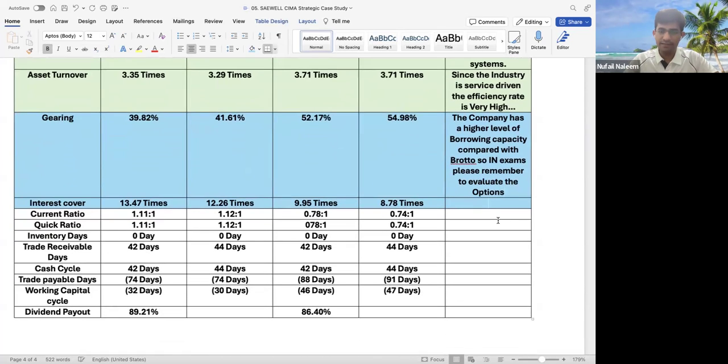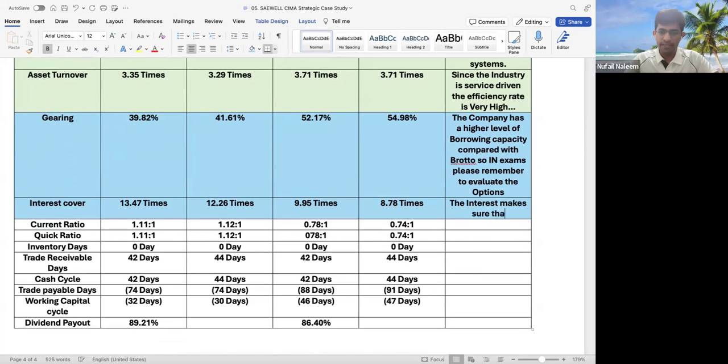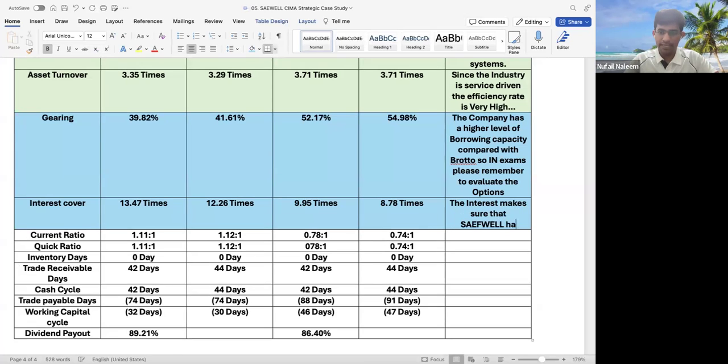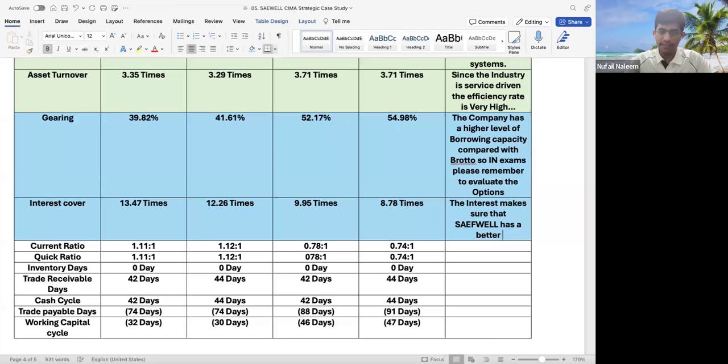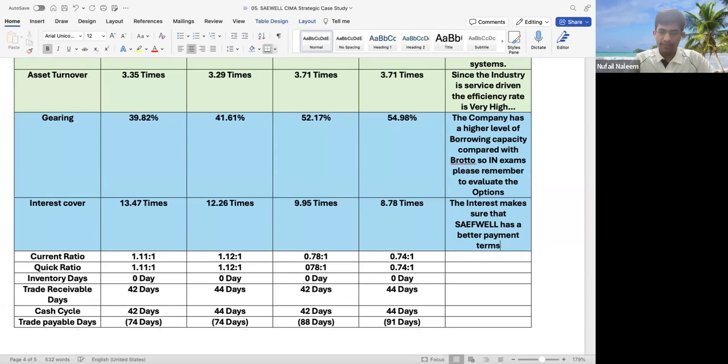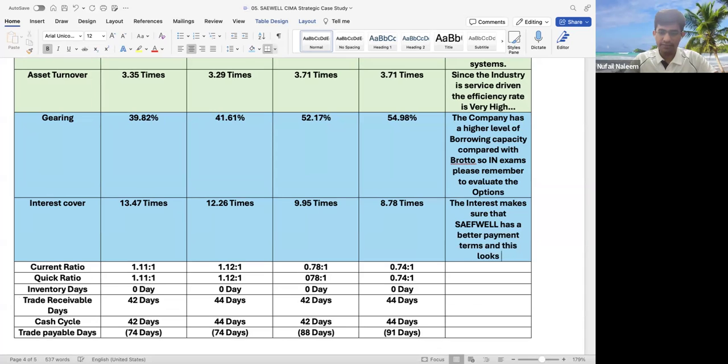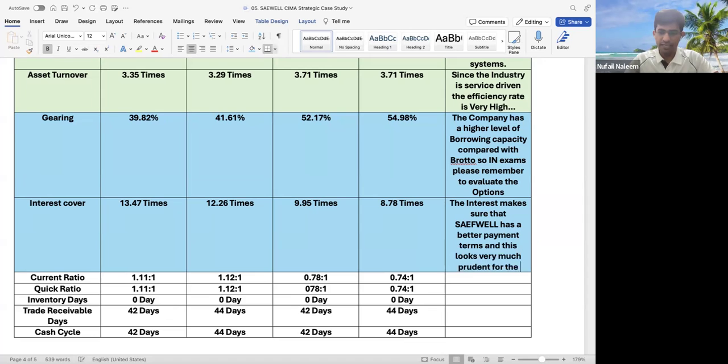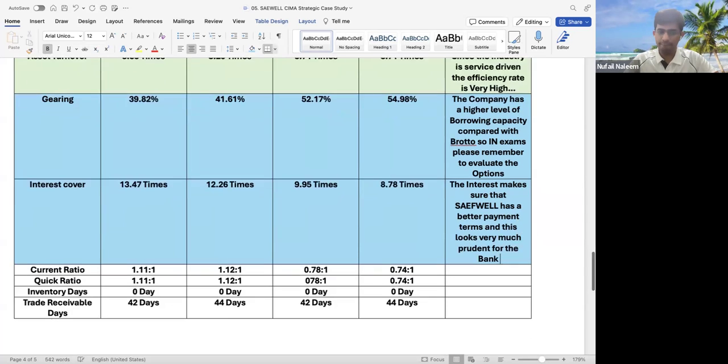And interest cover, students, the interest cover makes sure that SAEFWELL has better payment terms, and this looks very much prudent for the bank.